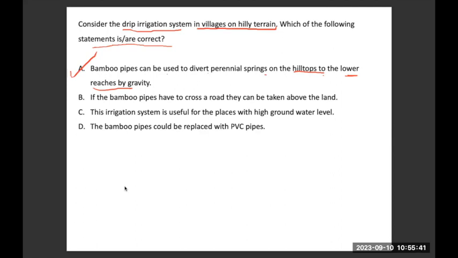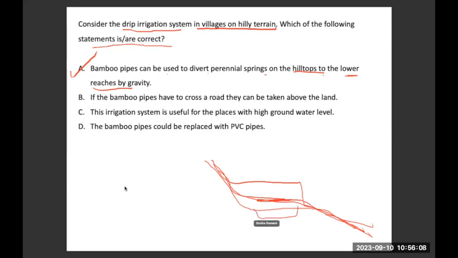Option B: if bamboo pipes have to cross a road, they can be taken above the land. Yes, if bamboo pipes were to cross a road, they can be taken above the land. There is no problem. If this is a hilly terrain and the road is coming somewhere here, you can take the pipe over it, or you also have the possibility of taking it along the road itself. You don't always need to go to the ground and then take it up. In a hilly terrain this is quite possible because the water won't stand. It will flow because this is a higher level and this is a lower level. So B is also possible.